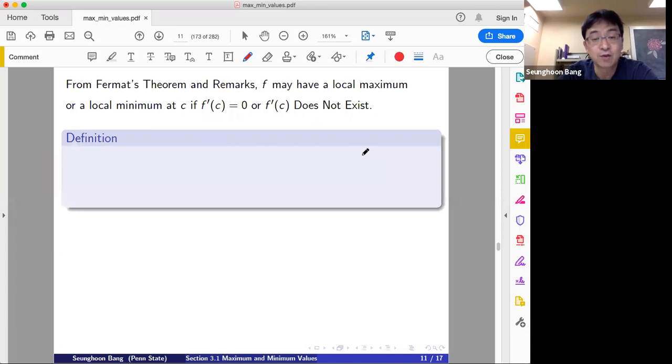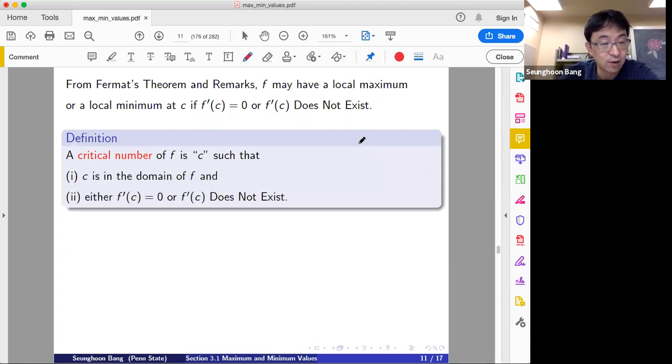So we have one good definition for finding local maximum and local minimum. What's that? We call it a critical number. The critical number of f is c such that c is in the domain of f. Second condition: either f prime of c equals 0 or f prime of c does not exist. That we give a name, critical number. We have two conditions: c is in the domain, and either the first derivative equals 0 or does not exist. This is a critical number.